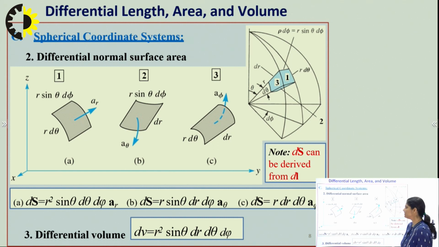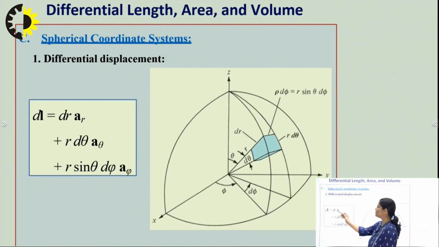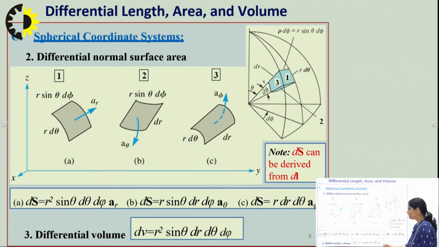Now the third one, differential volume. Write it down like this, it is represented as dV. dV is equal to what? dV is equal to dr times r d theta times r sin theta d phi. So write down, r square sin theta dr d theta d phi. So this is the differential volume.